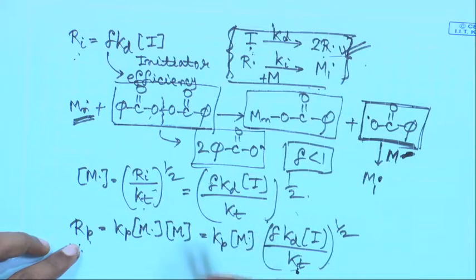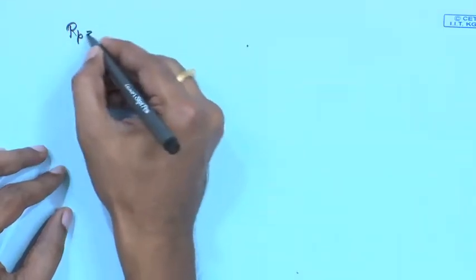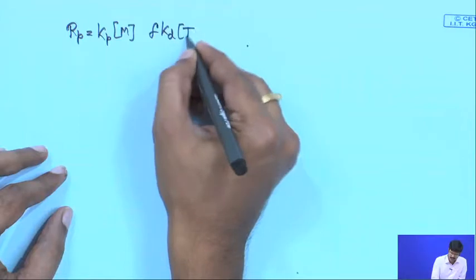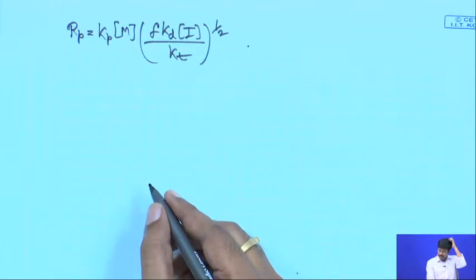As I told previously, that is one of the reasons why even if Kt is orders of magnitude higher than Kp, you will still have propagation and not termination as the overwhelming factor limiting the molecular weight of the polymer in general situations. This expression that we have now derived is very, very important. We will keep coming back to it later. So let us write down this expression once more here: Kp into m into f Kd I divided by Kt to the power half. This is the expression.